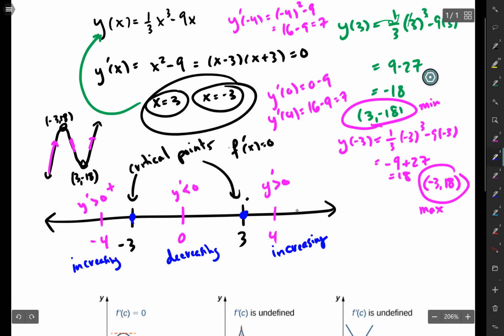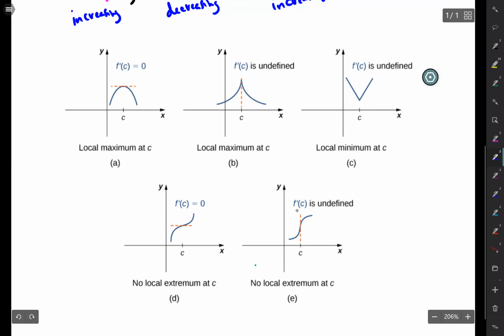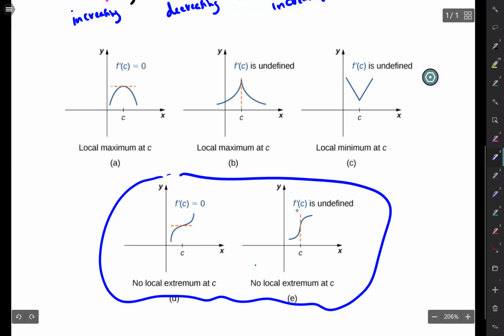The last thing I wanted to say is that while you can have a local max or min when the derivative is 0 or undefined, it's also possible that you don't have a max or min, you have no extrema. These two pictures are important to keep in mind. Sometimes the derivative could be 0, and the function, instead of going back down, just levels off for a second and then keeps increasing. So you don't get a max or a min here. Or the derivative could be undefined because it's a vertical slope, and then you don't get a max or min because rather than coming back down, it keeps on increasing.